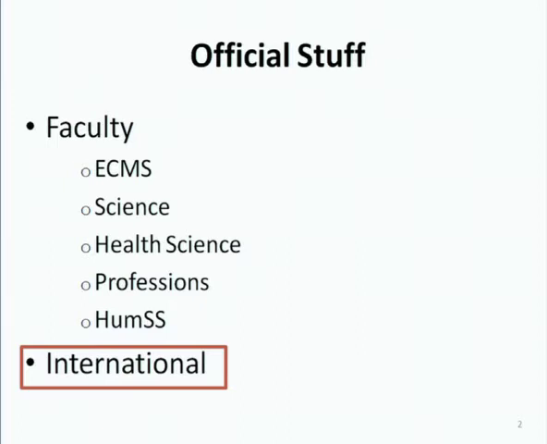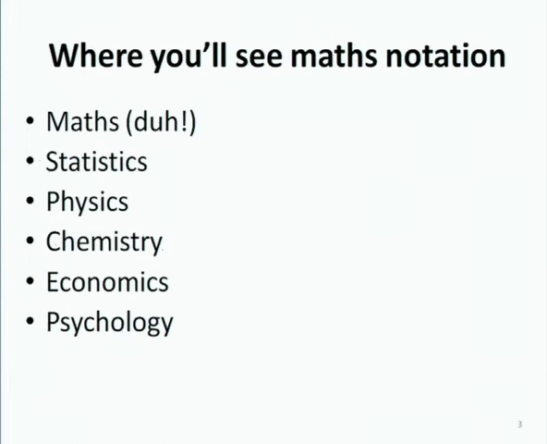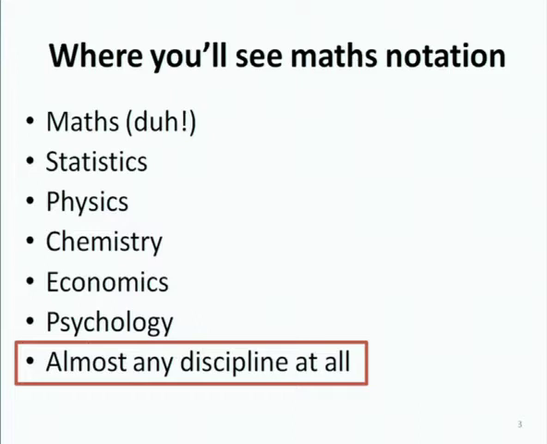Okay, so these are some places where you'll see maths notation. So obviously you think that you will see maths notation somewhere in your degree. So here are some places. In a maths course, statistics, physics, chemistry, economics, psychology, and almost any discipline at all, there will be some maths notation there, mainly because if you're at a research-intensive university, you're going to have to do statistics at some point. So that's the way of things.